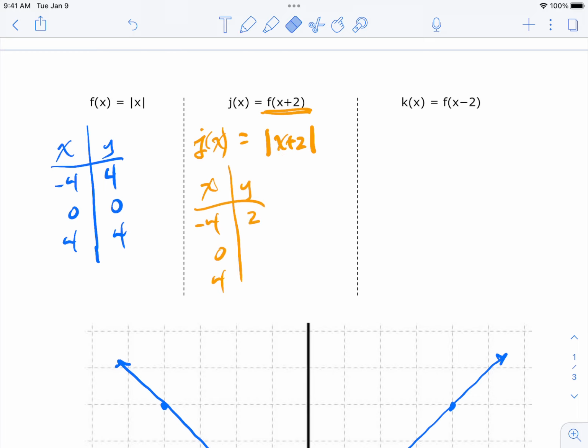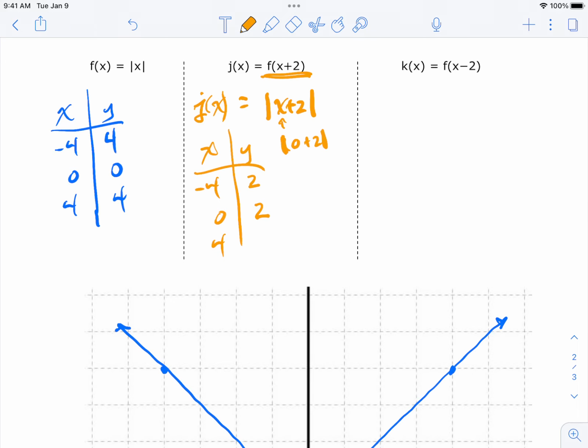Okay? So again, it's a different sequence of events here. I want to plug in a 0. Well, that's going to be 0 plus 2. You add 0 plus 2, you get 2. And then when you take the absolute value, you get 2. Am I doing this right? When I plugged in negative 4, yeah, I get 2. Okay, this is going to be weird. So if I plug in a positive 4 instead.